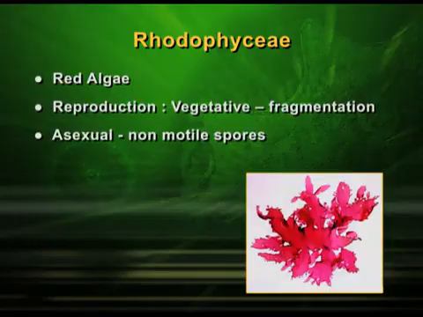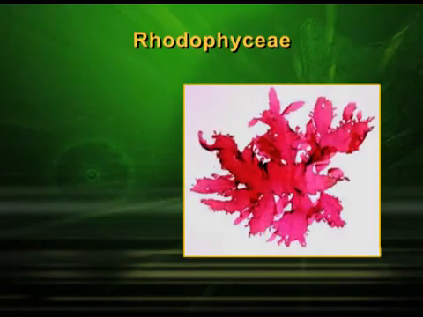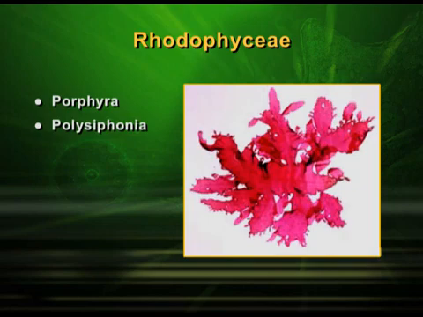So, please children, remember that in this case asexual reproduction is by non-motile spores, and sexual reproduction is there and it is also by non-motile gametes. But the thing to appreciate is that all three kinds of reproduction are found in this particular class also, called Rhodophyceae. The good examples of Rhodophyceae are Porphyra, a very famous example, Polysiphonia and Gelidium.